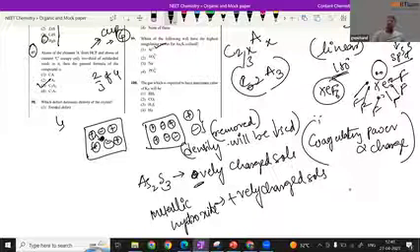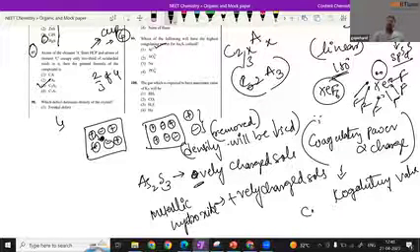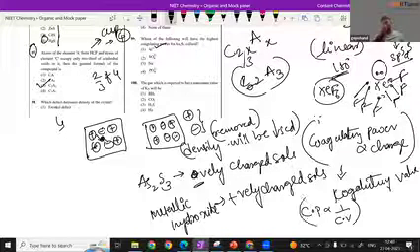Another important point: they may give you the coagulating value. Remember, coagulating power is inversely proportional to coagulating value. So if the coagulating value is more, the coagulating power will be less. These kinds of questions may come in your examination as well.